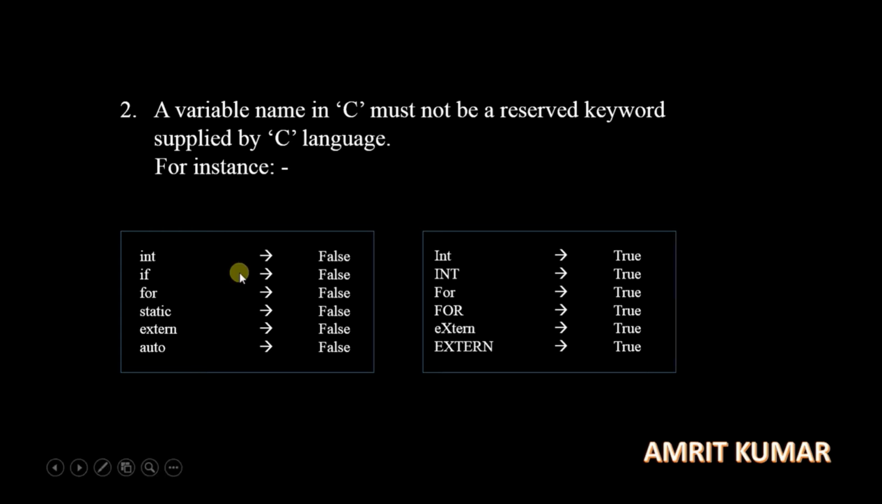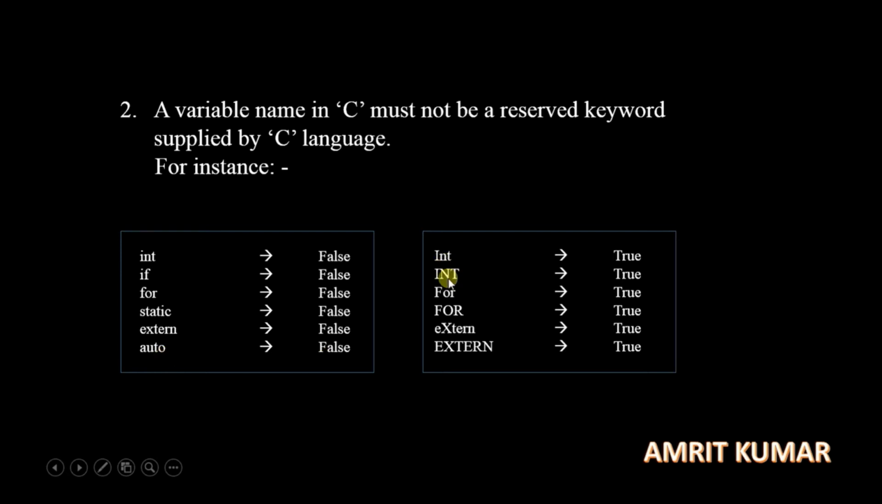So what we have studied here is that the variable name must not be a reserved keyword of C language. So int is a reserved keyword of C language, if is a reserved keyword of C language, code is a reserved keyword of C language, static is a reserved keyword of C language, extern is a reserved keyword of C language, auto is a reserved keyword of C language.